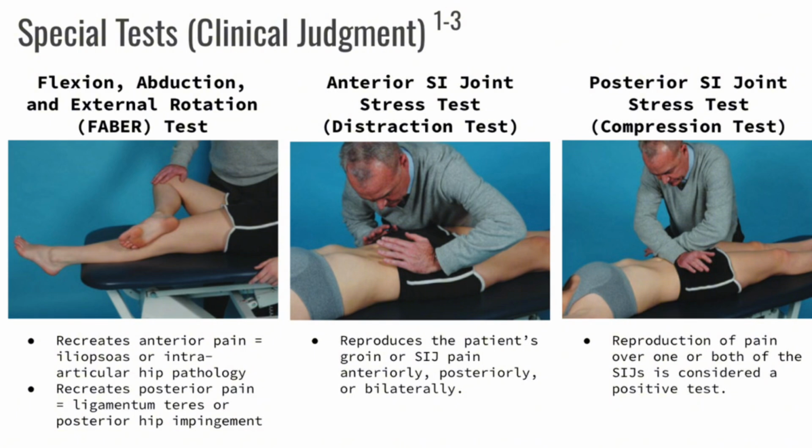But before that, let's talk about those special tests. As we know, before we start our interventions, we're going to do those special tests, which include the Faber, distraction test, and compression test, to basically rule in SPD.